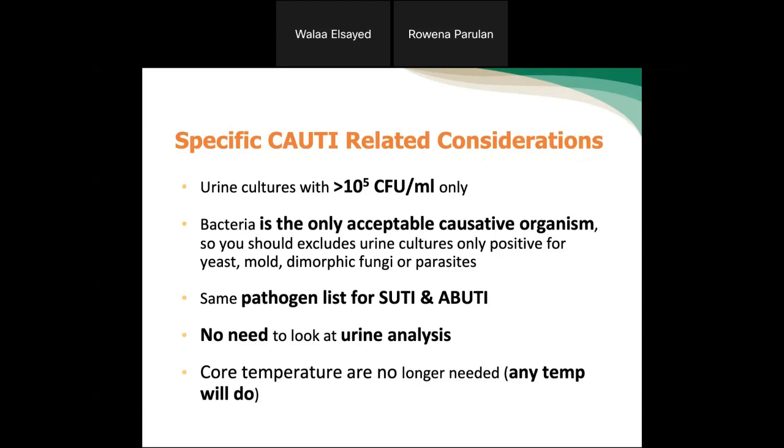So only if the urine culture isolates bacteria at more than 10 raised to power 5 colony forming units per ml, then this is the culture which needs to be included for the CAUTI surveillance. Same pathogen list for the SUTIs and ABUTIs. If we study what SUTI and ABUTI are, there is no difference in the pathogens. All the pathogens remain the same.